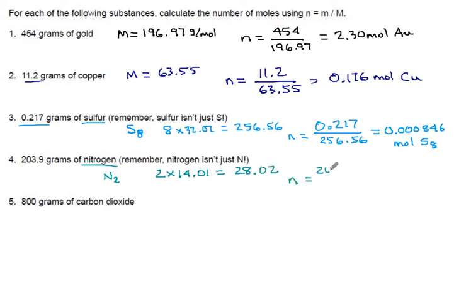Number of moles is mass divided by molar mass. Calculator. Math is easy. What are we doing here? 7.277 should be it. 7.277 moles of nitrogen. Not too bad.